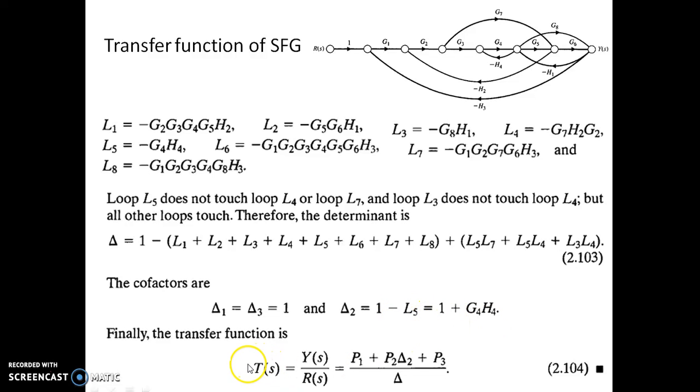So that's why delta 2 is equal to 1 minus L5, which is given by this expression. So we can write the complete transfer function of this signal flow graph as P1 into delta 1 plus P2 into delta 2 plus P3 into delta 3. Since delta 1 and delta 3 are 1, you can write it as P1 plus P2 into delta 2 plus P3, and of course the whole divided by the delta, which is 1 minus the sum of the individual loop gains plus the gain product of two non-touching loops. So this way we can comfortably write the transfer function of a given signal flow graph.